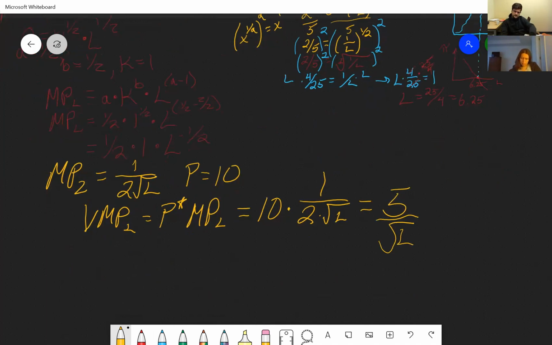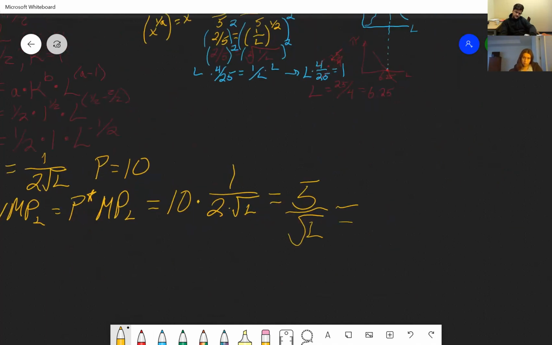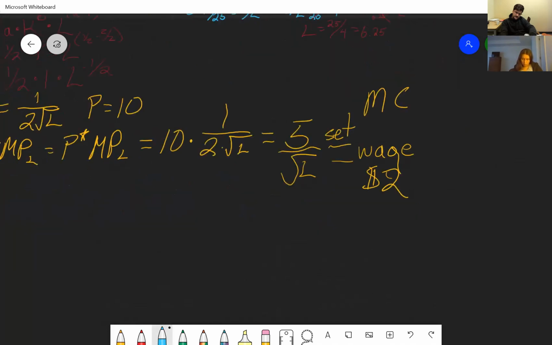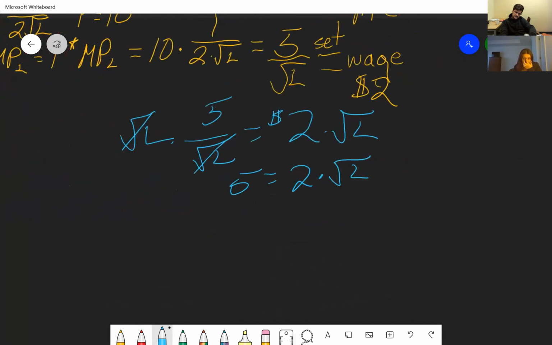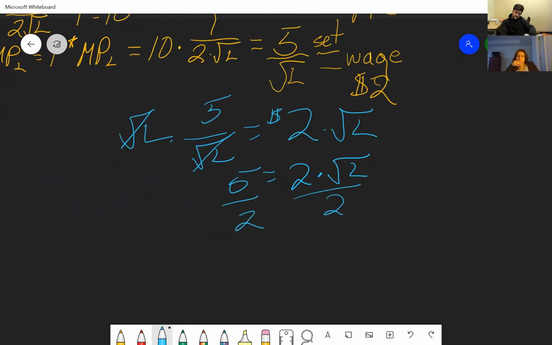And so when we set this equal to 2, why are we setting it equal to 2? We're setting it equal to the wage because that's our marginal cost. And so we have 5 over square root of L is equal to 2. We're going to multiply each side by square root of L. That's going to cancel out, and we end up with 5 is equal to 2 times square root of L. We're going to divide both sides by 2. We end up with 5/2 is equal to square root of L.